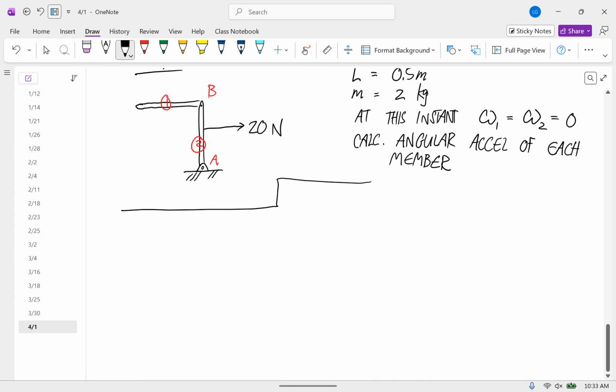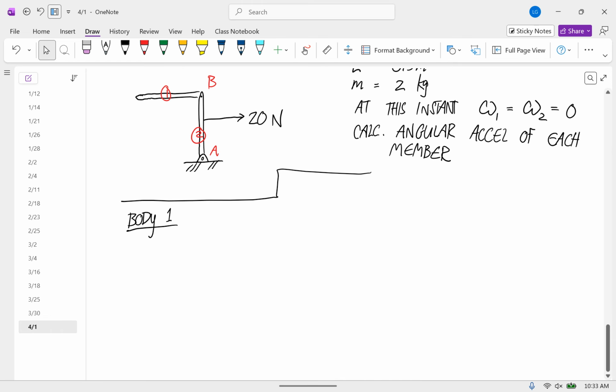So I'll start with body one. Whoops, I was thinking of static, so I started with the free body diagram, but we want to go through the steps of a rigid body analysis. So does body one have a fixed point? No. It does have a pin joint connecting it to body two, but for a fixed point, remember, we're talking about a point that doesn't move relative to the coordinate system.